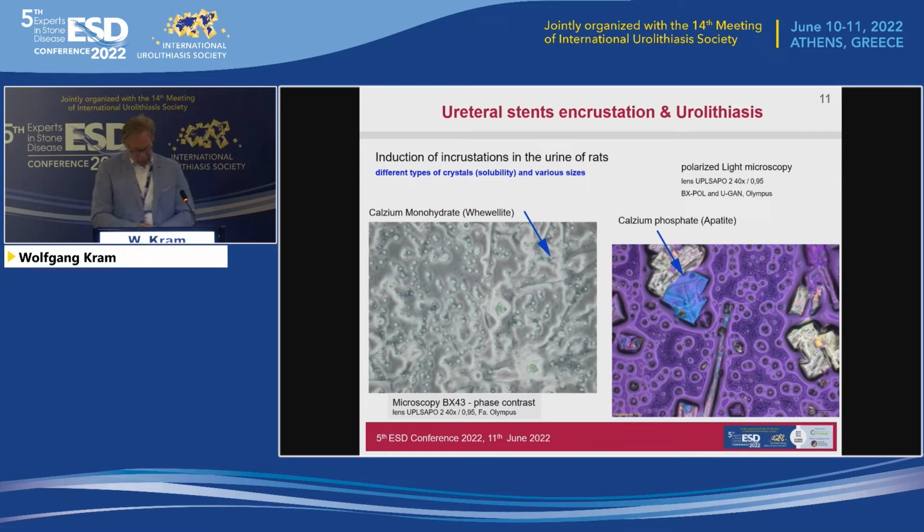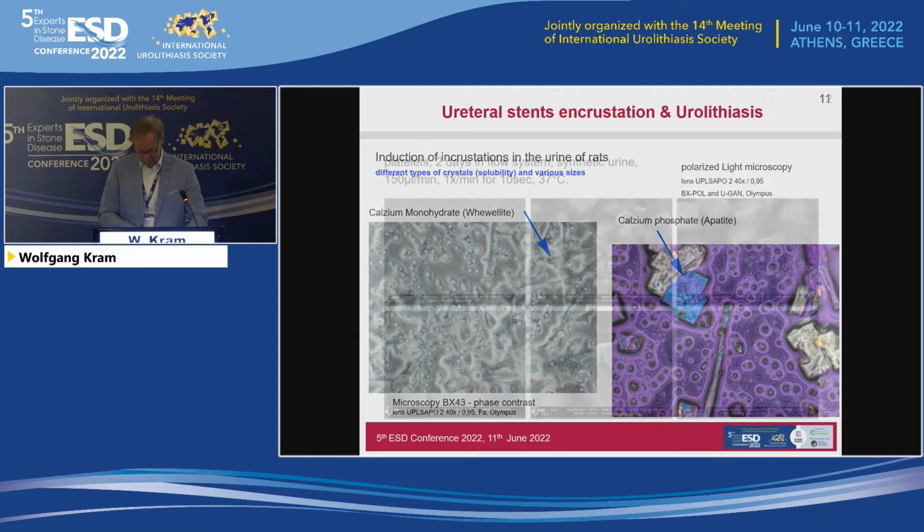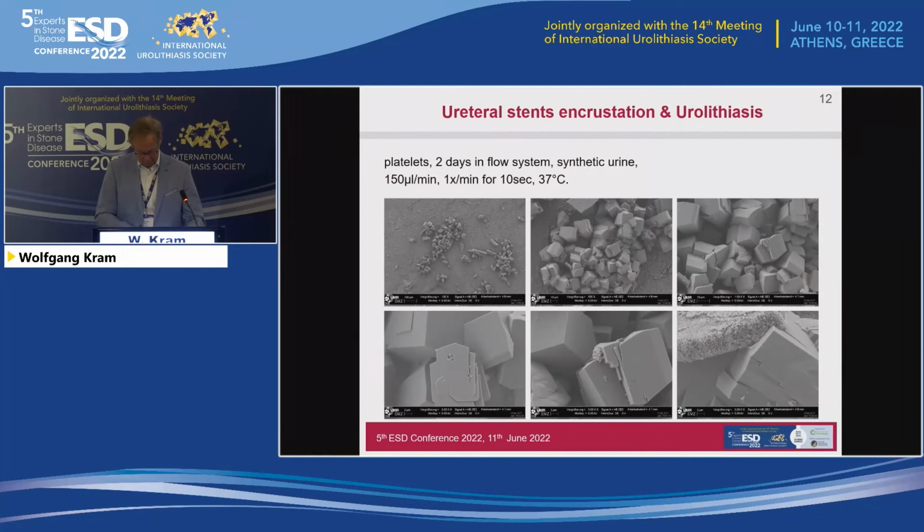In addition to calcium oxalate, other substance groups are also precipitated, depending on the pH value, such as calcium phosphate, and in an alkaline environment, magnesium ammonium phosphate. And here's an example of incrustation in synthetic urine.